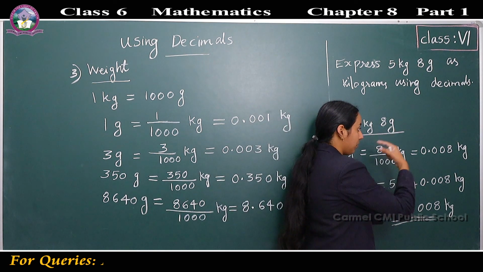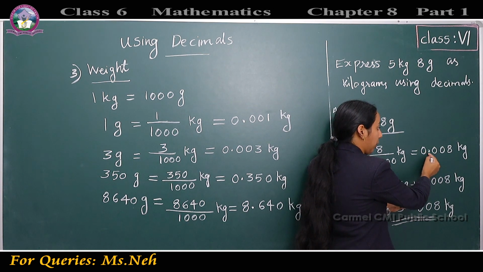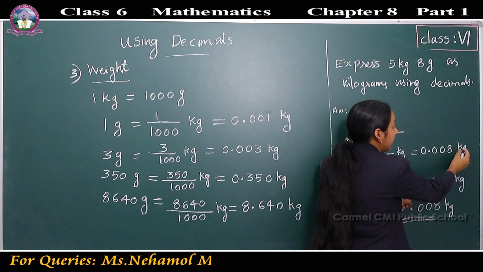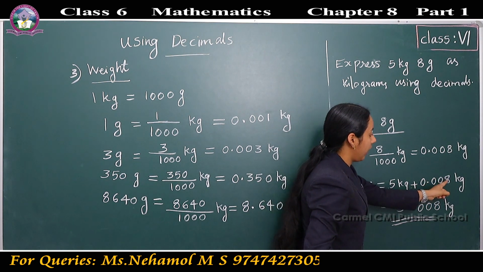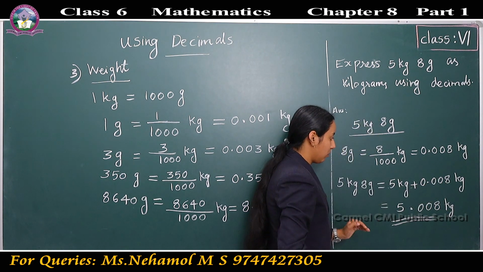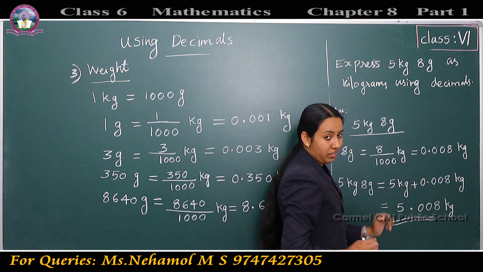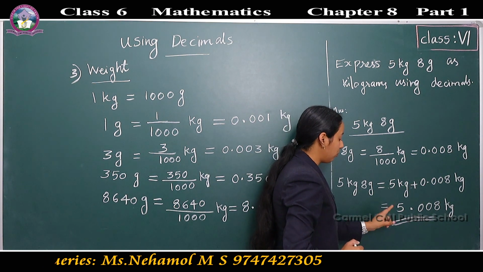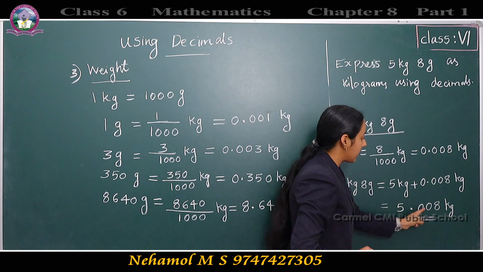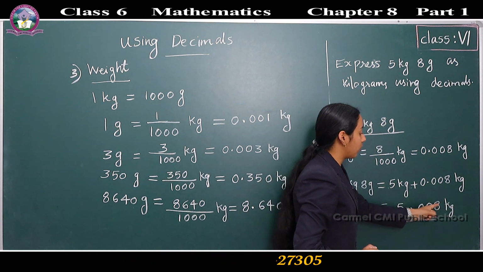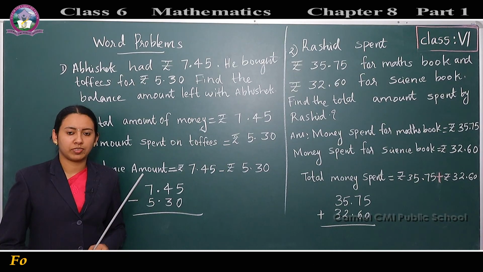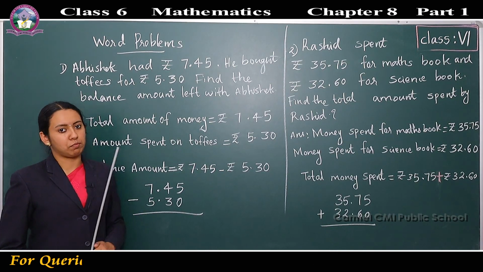Then 5 kilogram 8 gram, that is the question, is equal to 5 kilogram plus, instead of this 8 gram we can write 0.008 kilogram. You know how to add decimals, then that is equal to 5.008 kilogram. Now we can solve some word problems.